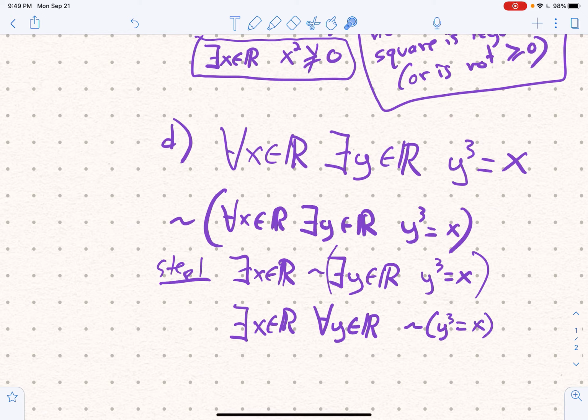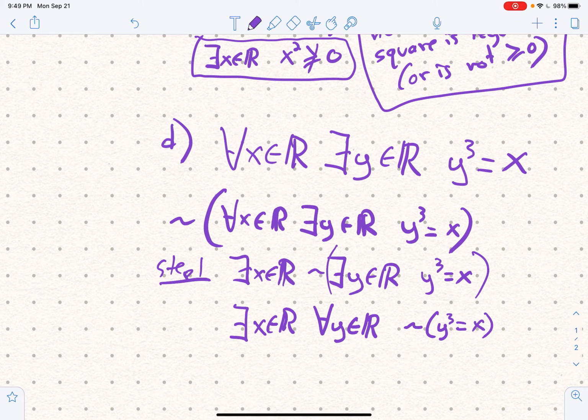It says there is an x, which is a real number, such that no matter what y you choose, for all y in the real numbers, it is not the case that y cubed equals x. This is like saying there must be an x such that no matter what y you give me, you don't get y cubed equal x.